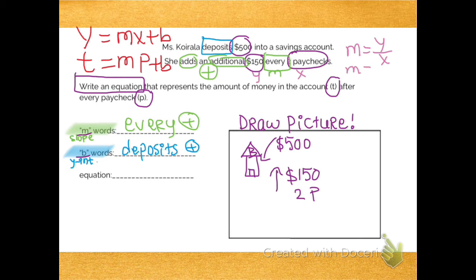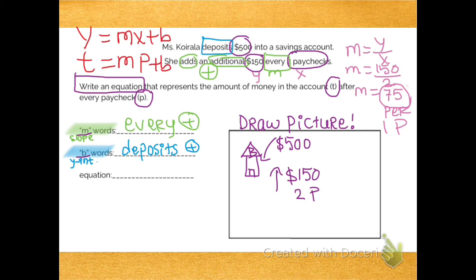So M equals 150 divided by 2, which is M equals what? You should have gotten 78 when you divided 150 divided by 2. Sorry, I meant 75. Okay, so it's actually 75 per paycheck. So every one paycheck, I'm depositing $75 per one paycheck, okay? All right, so we have the slope, and what is the y-intercept, guys?